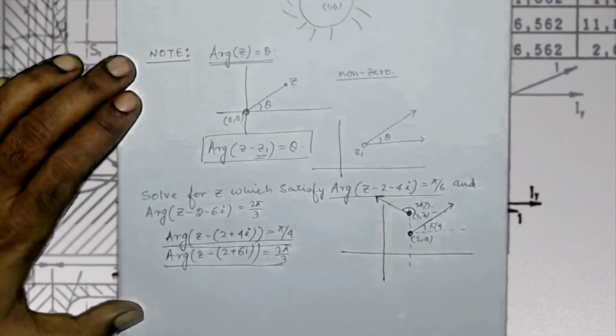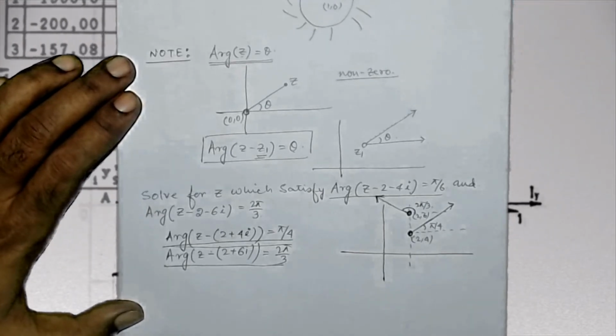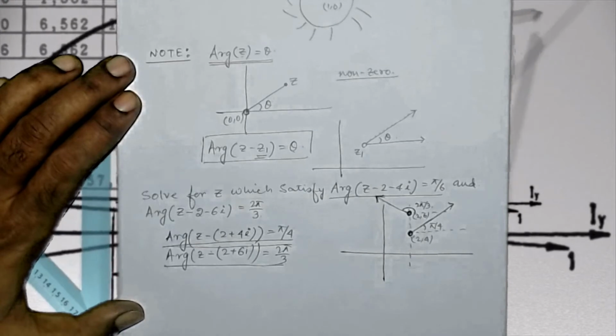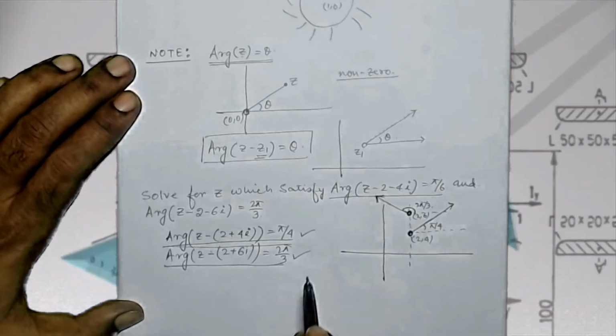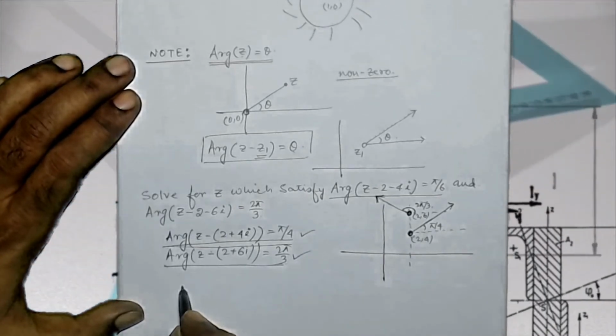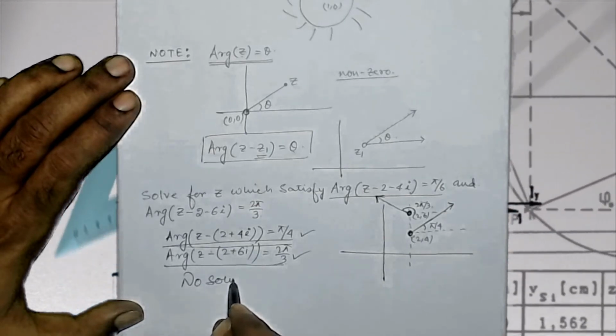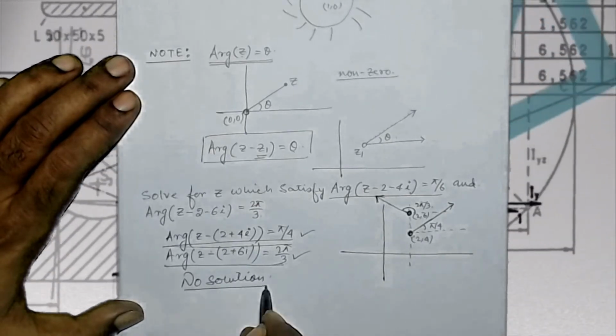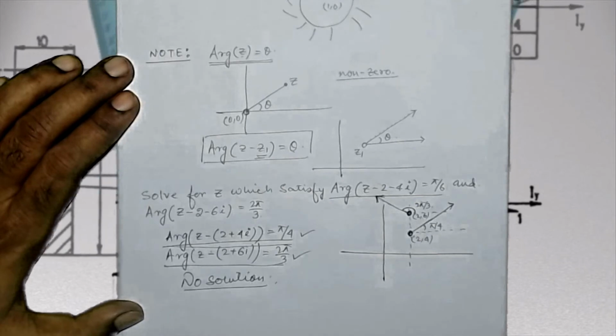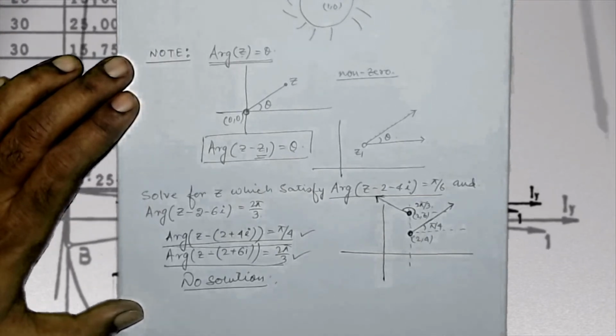So obviously from the given graph, we can see that there is no common z which will satisfy both these equations. Hence, our answer will be, there will be no solution for this case. Is it clear or not? Absolutely. Let us take another example.